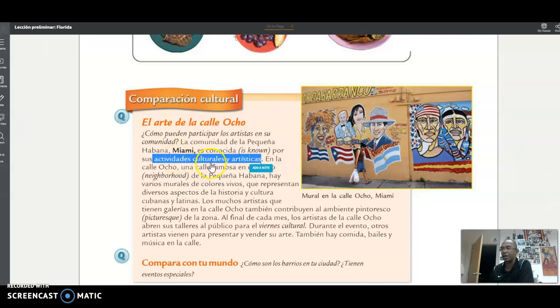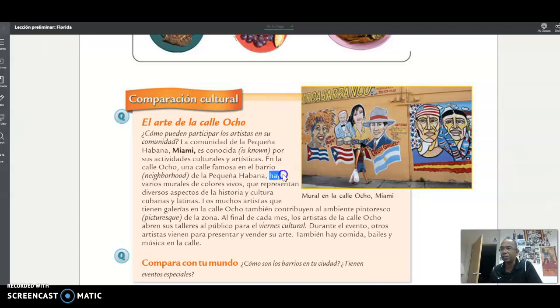Actividades culturales y artísticas. En la calle 8, una calle famosa. En el barrio, what's barrio? Barrio is right here, neighborhood. Barrio, remember, double R. De la pequeña Habana. Remember the letter H in Spanish is silent, right? I'll tell you the story why and how the letter H lost its sound.